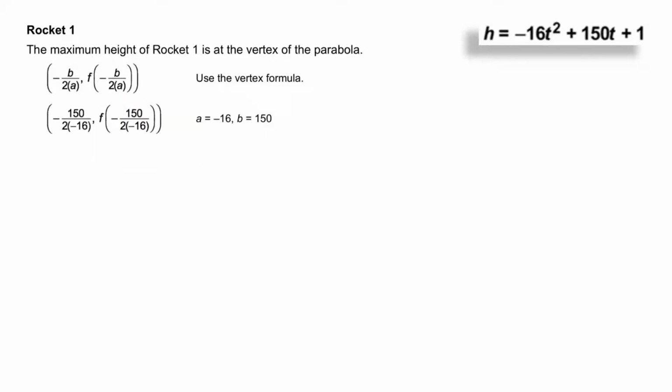Using a equals negative 16 and b equals 150 from our original equation, we substitute and simplify and find 4.7, 352.6 to be our vertex. This indicates a maximum height of 352.6 feet for rocket 1.